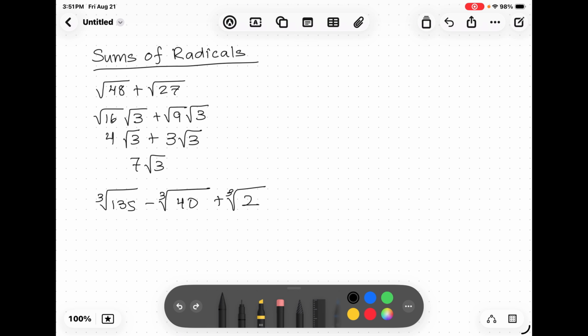Let's see what I can do here. All right, well, I'm just seeing 5 times 27. And then I'm seeing 8 times 5. And I've got the cube root of 2. No, maybe I was wrong. We're not going to be going in this direction. We're going to be going in a different direction.